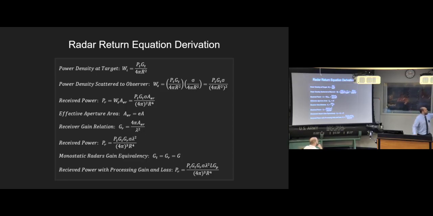Now, the effective area of the antenna, this AER term, is actually its effective aperture, but it's basically how much of the antenna is going to be experiencing that electromagnetic wave.